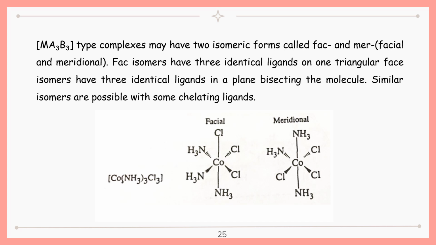In the other case, MA3B3 type complexes have two isomeric forms called FAC and MER, which is nothing but the facial and the meridional complexes. The facial isomers have three identical ligands on one triangular face, and meridional isomers have three identical ligands in a plane bisecting the molecule. Some similar isomers are possible with some chelating agents. So here is the example which shows the facial and the meridional isomers.